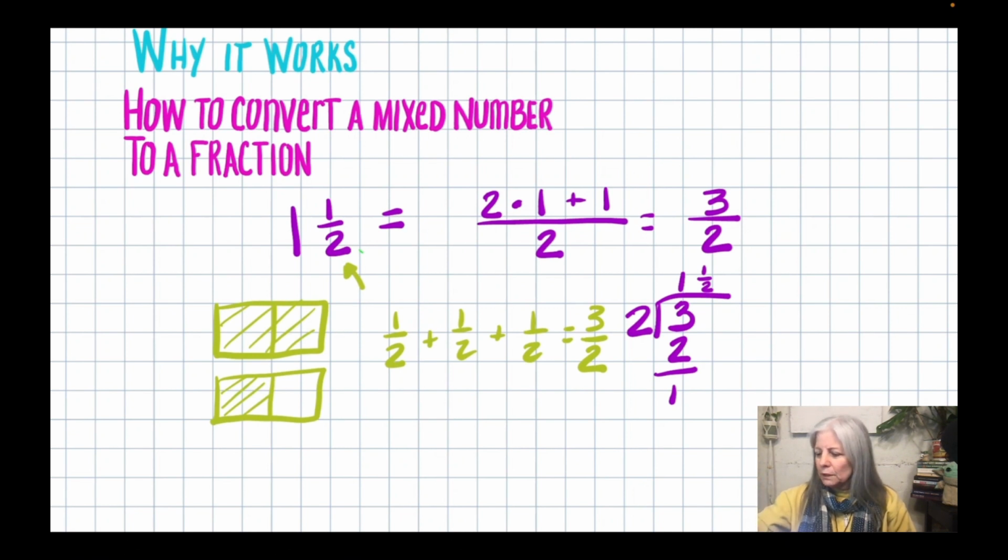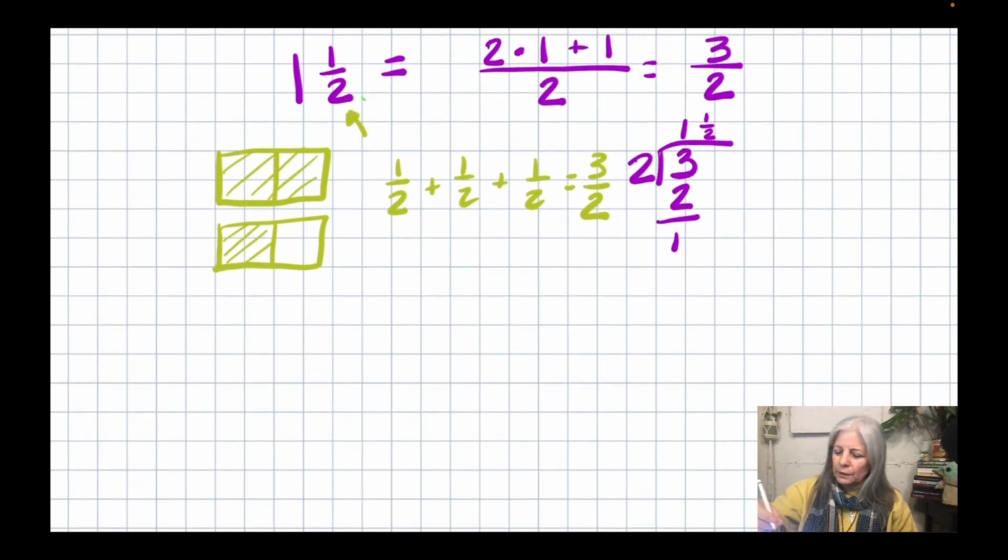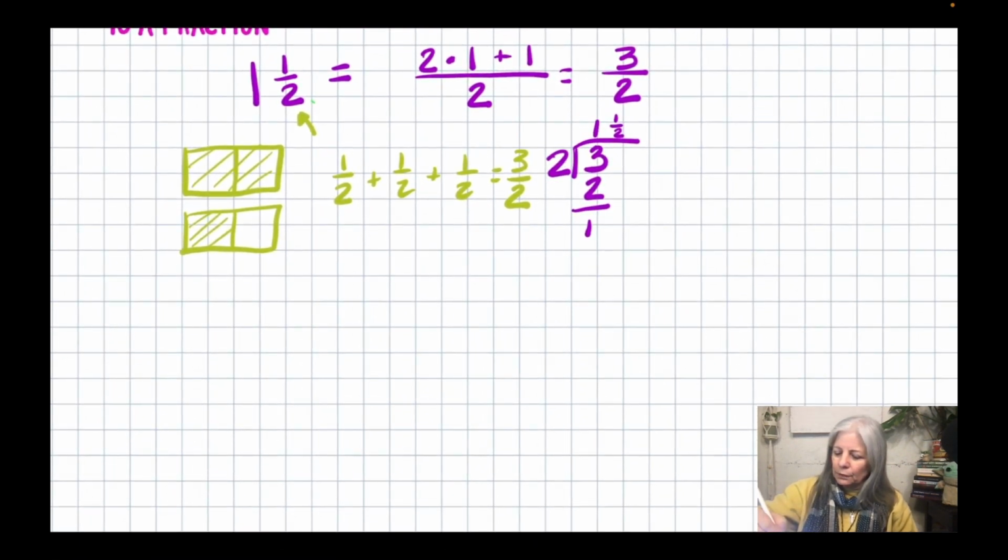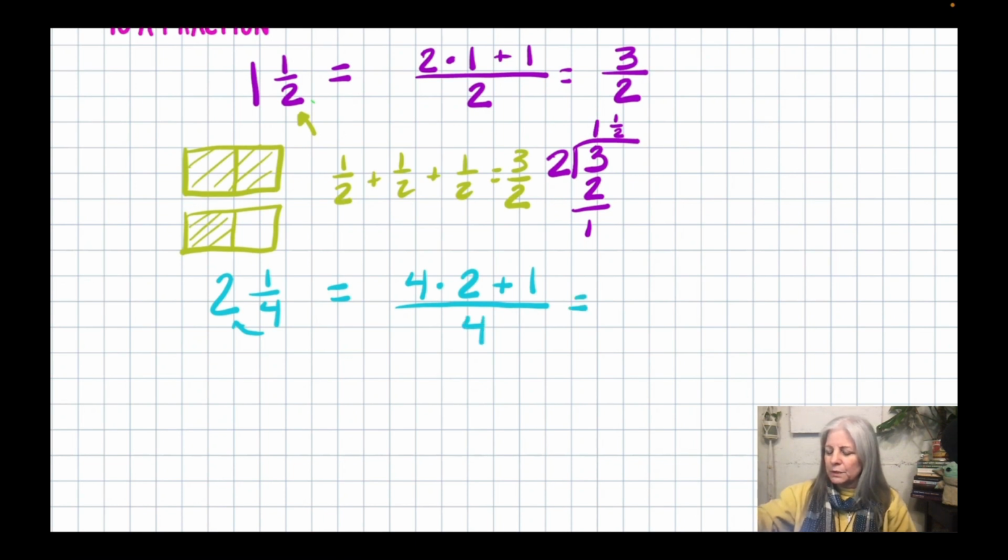Now, let's do another one. It's a little bit bigger. So let's do 2 1/4. All right, it's going to be the same thing. I'm going to show you both ways to do it. First, the traditional: let's write this out. Oops. Okay, so we have 4 times 2 plus 1 all over 4. And that's 2 times 4 is 8, plus 1 is 9, over 4.